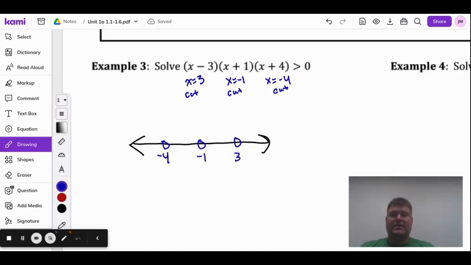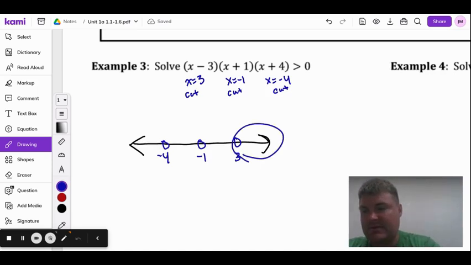Okay. So now I need to know what my signs are. So there's really 2 thoughts. The one is to plug in numbers in each interval and see if it's positive or negative. Because if a number between -1 and 3 is positive, then everything between -1 and 3 is positive because it doesn't cross the x-axis again. Okay, so I'm going to pick a number. I always start on the right-hand side.